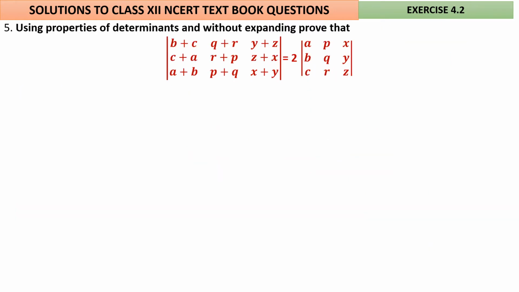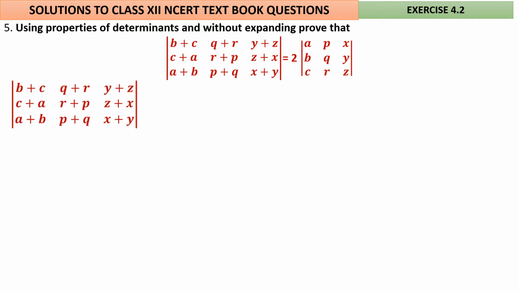Using properties of determinant without expanding, prove that. In the previous problem what we have done? We have shown that after applying properties the determinant vanishes. But here by using this property we have to show that it goes to a particular determinant which is 2 times. A little bit lengthy problem.